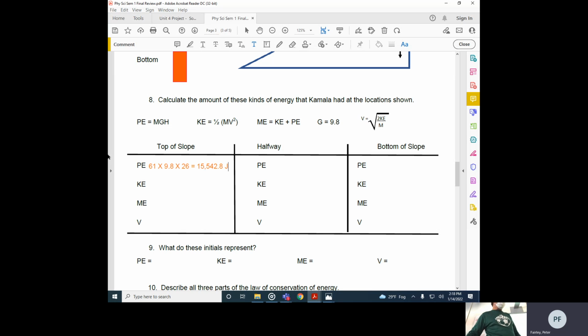How much kinetic energy does she have at the top? 0. How easy is that? You don't have to do any math at all. We just know that she's not moving, so there's no kinetic energy. What about mechanical energy? 15,000 plus 0 equals? And then what about the velocity at the top? Is she moving yet? She's not moving. So what's velocity? 0.